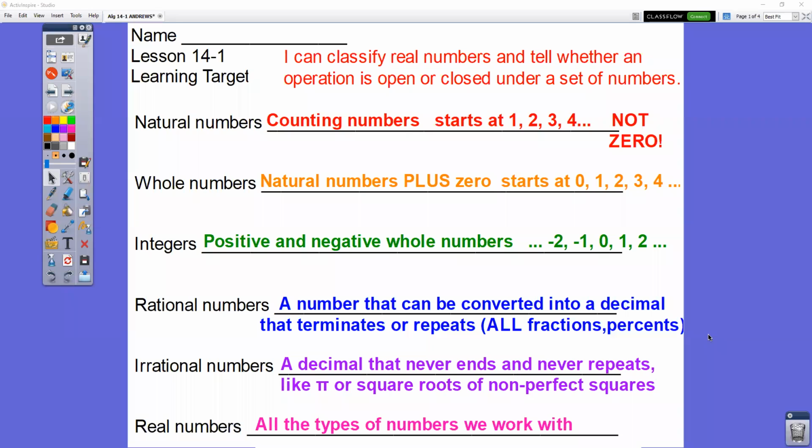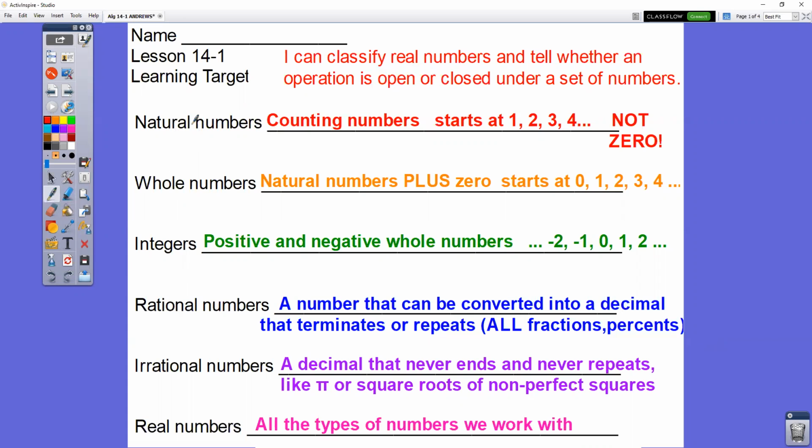This is a lesson for 14-1, day 1. What you're doing in this part of the chapter is that you are classifying real numbers, all right? The open or closed part is for tomorrow's lesson. So by classifying the real numbers, there are different types of numbers that we're looking at, right?